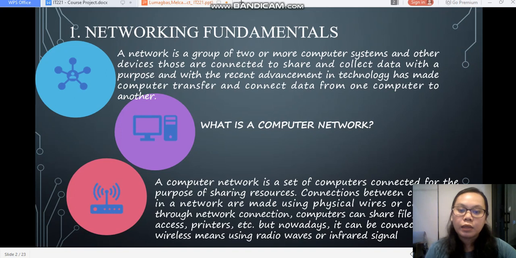What is a computer network? A computer network is a set of computers connected for the purpose of sharing resources. Connections between computers in a network are made using physical wires or cables. Through a network connection, computers can share files, internet access, printers, etc. But nowadays, they can be connected using wireless means, using radio waves or infrared signals.